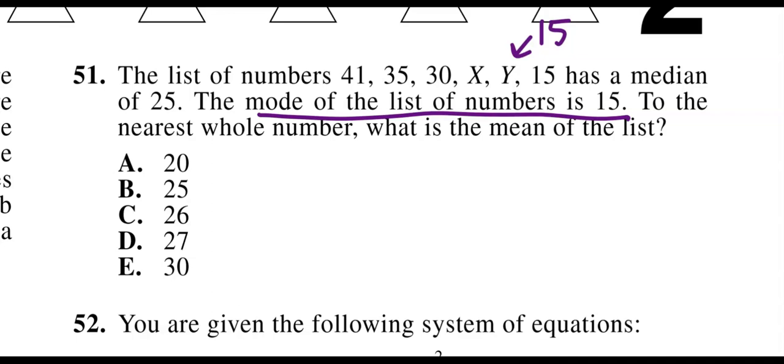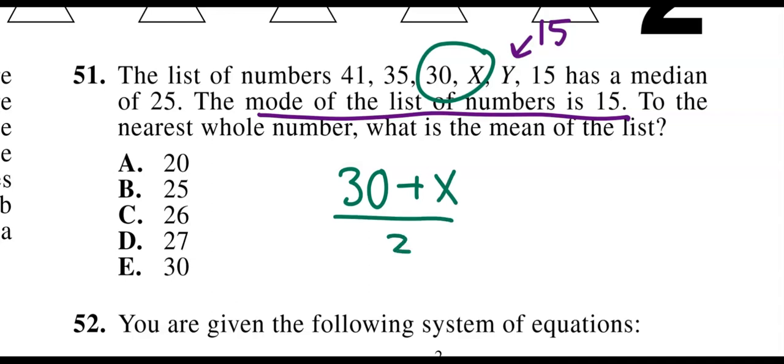Now we have 6 numbers. The middle of that 6-number group is 25. So that must mean that these 2 numbers right here have to average together to get me 25. So what is that? 30 plus x equals 50. What does that mean about x?